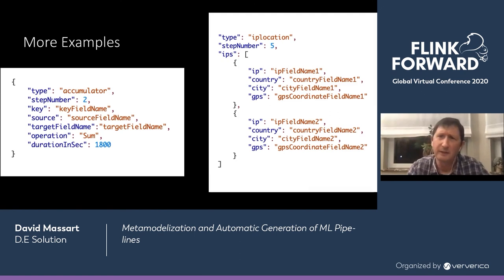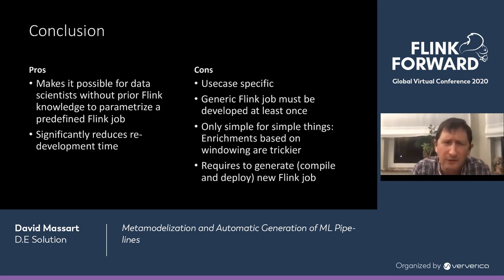I see it's already 9:38, so I'll maybe move quickly to my conclusion. To conclude, the pros: it makes it possible for data scientists, and that's important, they are fraud specialists, not Flink specialists, to parameterize a predefined Flink job, and the number of parameters is relatively limited. And using that technique, it's possible to significantly reduce the redevelopment time of the job used to serve the detection logic.